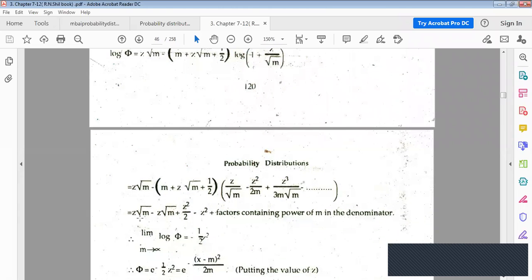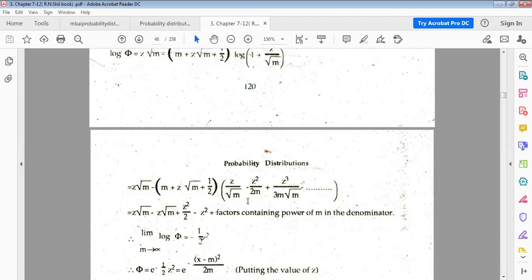Now z root m, after multiplying this m into this, what will it be? m can be written as root m whole square, so root m will cancel, and only z root m will exist. Then multiplying m with this, it will be cut, only minus minus plus z square by 2. Now this z root m multiplied with the first one, root m will be cancelled, and we get z square, plus minus z square, plus factors containing power of m in the denominator. All the rest are infinite terms containing m, factors containing power of m in the denominator, remember it.